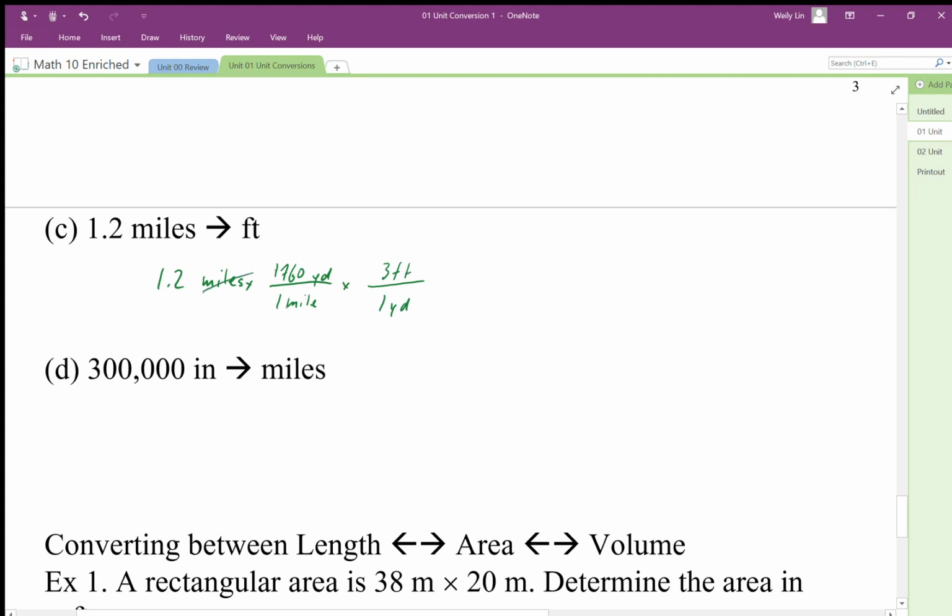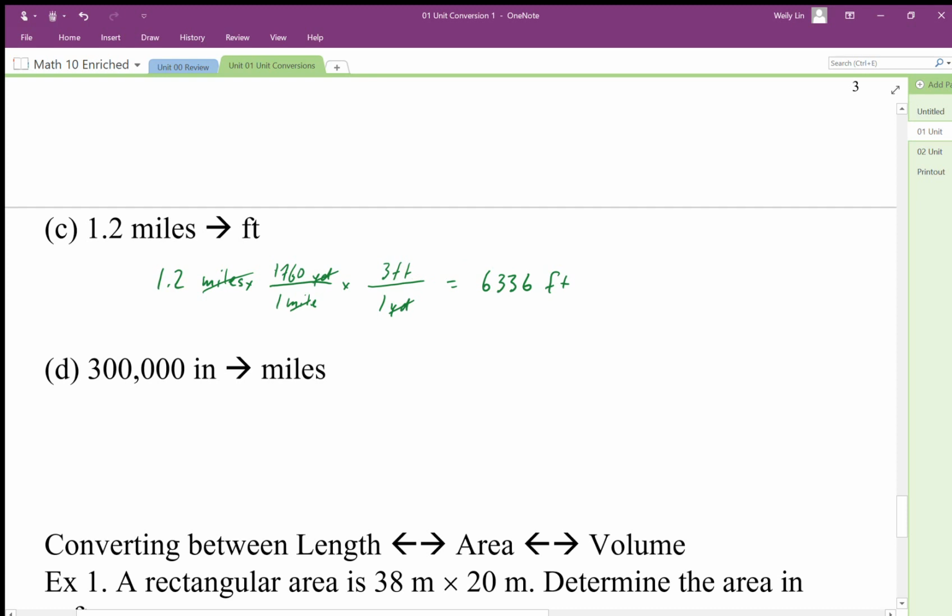Okay, so these units cancel out. We want to convert, and that's where we want to stop because we want to end up with feet. So I'm going to do 1.2 miles. Again, times on top, divide on bottom, so it's just divide by ones. So it's going to be 1.2 times 1760 times 3 feet, which is going to give me 6,336 feet.